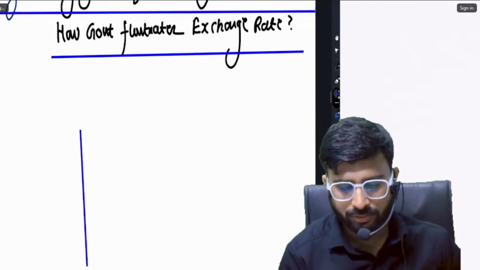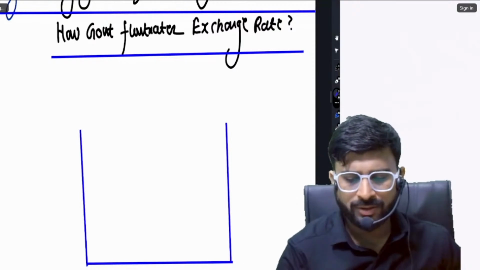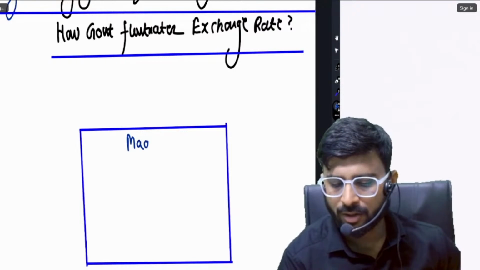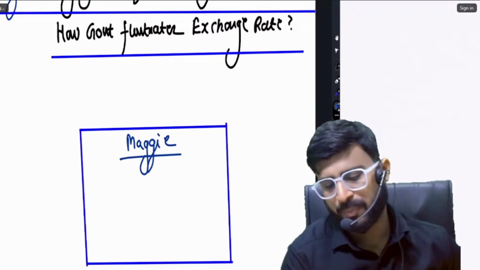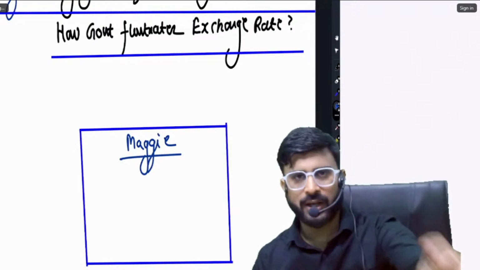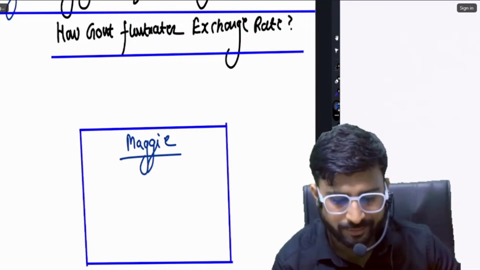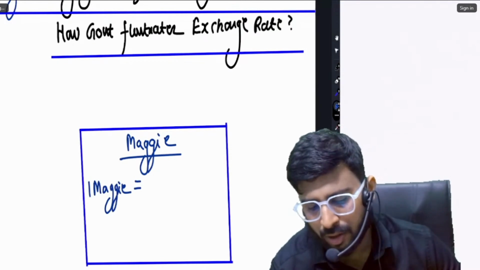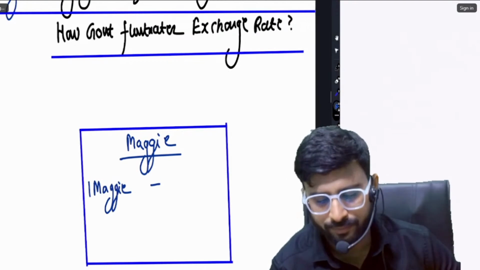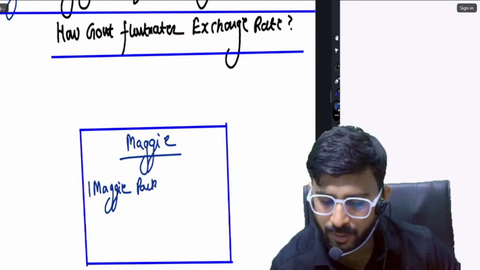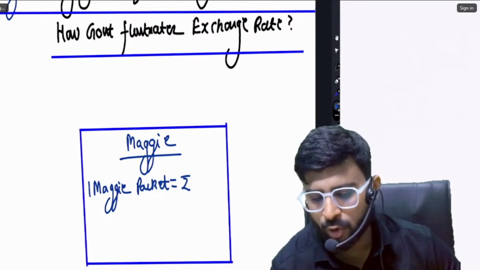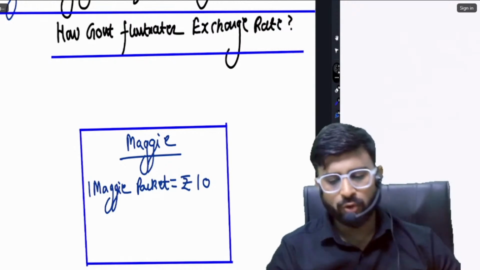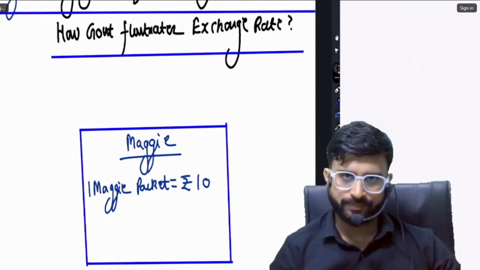Friends, do you know around 5 to 10 years back, Maggi was banned? Forget it, I am giving you a separate example. Friends, suppose one Maggi packet costs rupees 10. Cool? One Maggi packet is costing rupees 10.